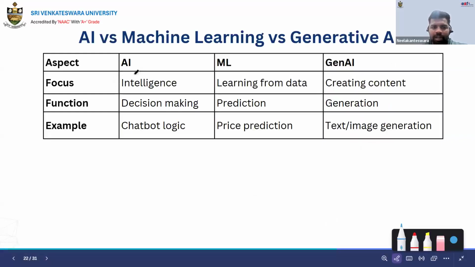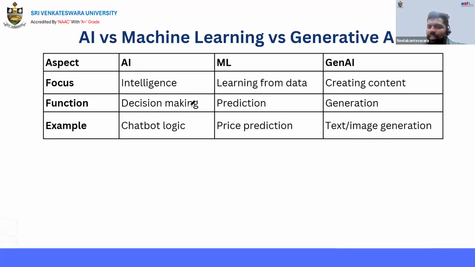AI is nothing but making intelligent decisions. Machine learning is nothing but learning from the data to make predictions. Generative AI is nothing but creating content in different forms like text and images. This is about AI, machine learning, and Gen AI.